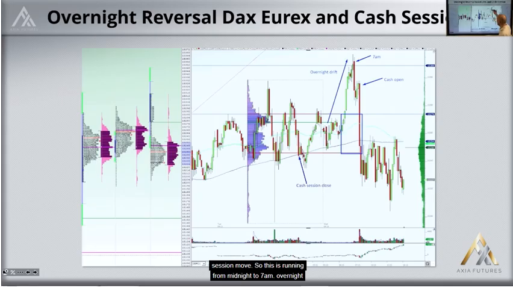So this is running from midnight to 7 a.m. Overnight session takes us out of a very, very balanced market. So completely balanced market, we drive away from it.